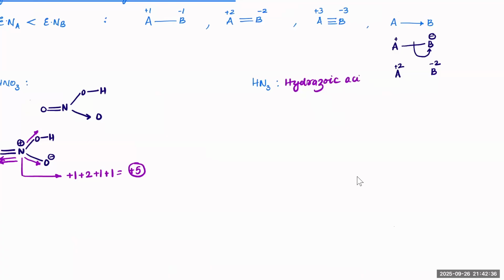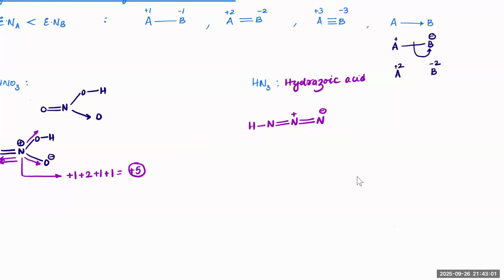Hydrozoic acid. Notice that in hydrozoic acid, H will be connected with nitrogen, which is having a double bond with nitrogen, and double bond N. This is the structure of hydrozoic acid with plus here and minus here. Got it? So for this case, now notice what is the oxidation state on each of them.